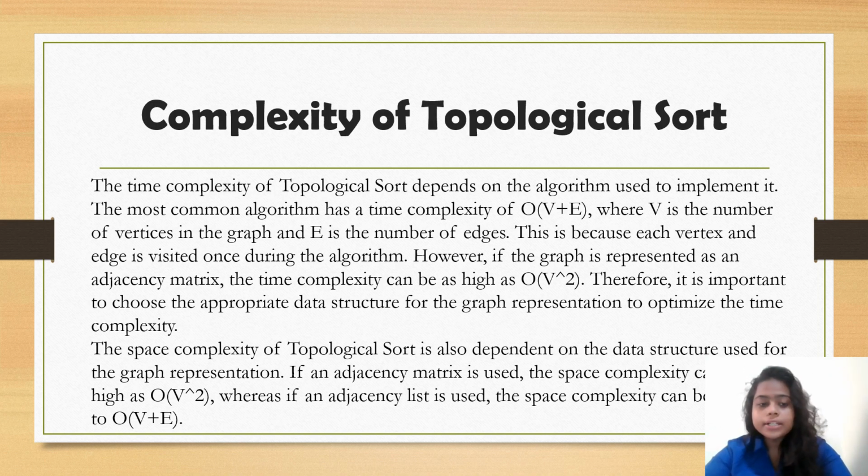Therefore, it is important to choose the appropriate data structure for the graph representation to optimize the time complexity. The space complexity of topological sort is also dependent on the data structure used for the graph representation. If an adjacency matrix is used, the space complexity can be as high as big O of V squared, whereas if an adjacency list is used, the space complexity can be big O of V plus E.